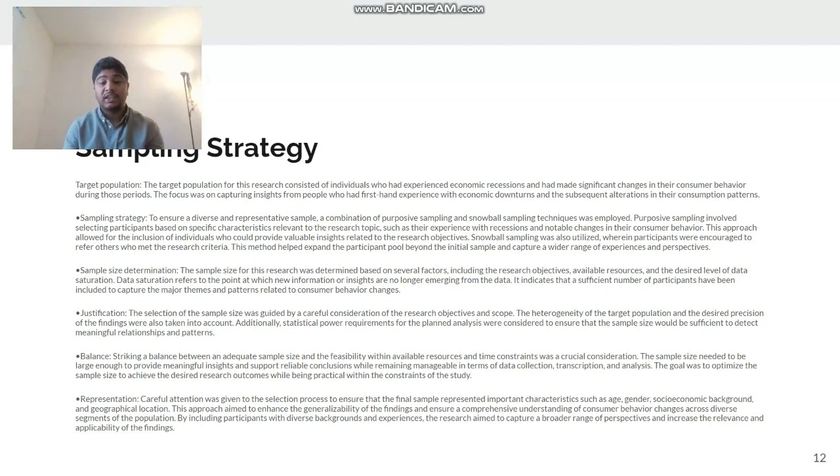important characteristics such as age, gender, socio-economic background, and geographical location. This approach aimed to enhance the generalizability of the findings and ensure a comprehensive understanding of consumer behavior changes across diverse segments of the population.